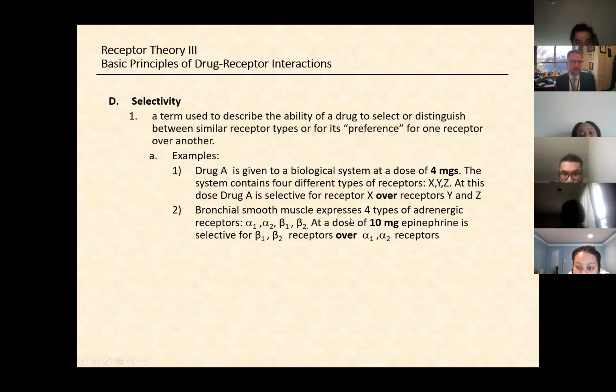So in this circumstance, we can say that epinephrine is selective for beta receptors over alpha receptors.